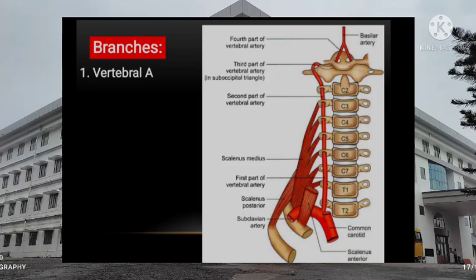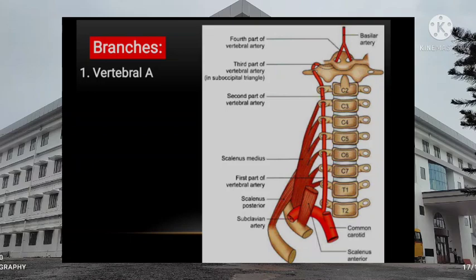Now we are going to learn some details about the branches of the subclavian artery. First one is the vertebral artery. It arises from the upper surface of the first part of the subclavian artery.